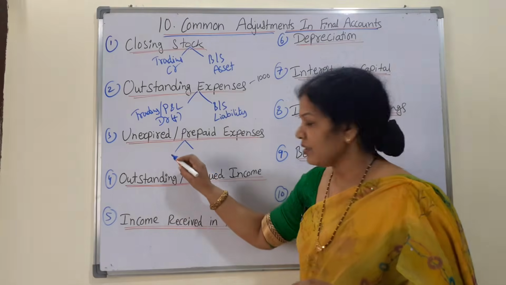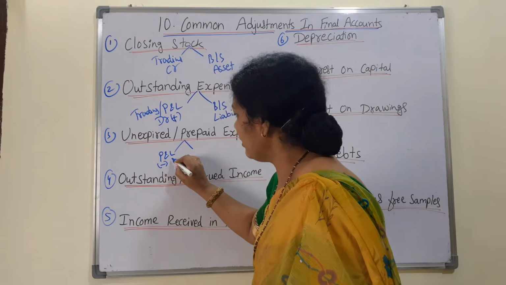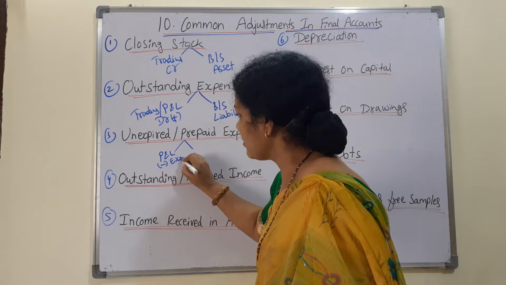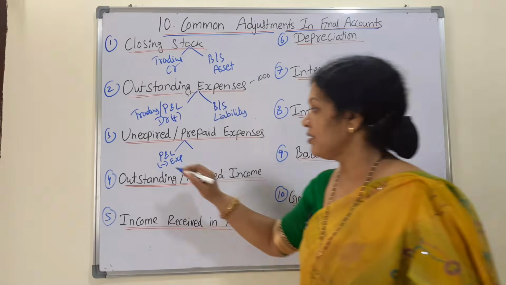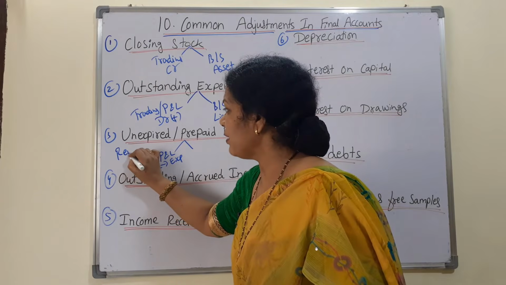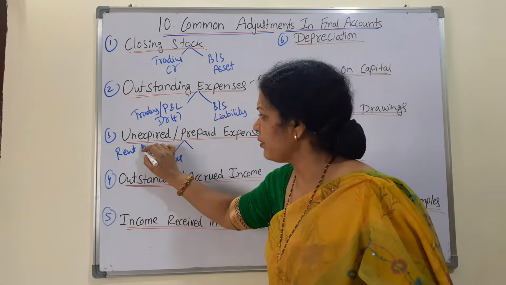One is the P&L account, where we deduct it from the expenses. Suppose they are saying prepaid rent. For example, rent is already given, say 500 rupees.